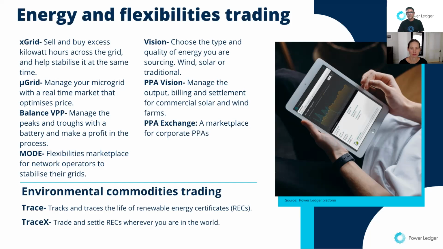So, very briefly, XGrid is a product which enables peer-to-peer energy trading across the grid. UGrid, or microgrid product feature, enables peer-to-peer energy trading behind the meter in a microgrid environment. This could be in a shopping center, apartment complex, retirement village, for example. And we have many of these already commercialized and deployed around the world, and definitely here in Australia as well.